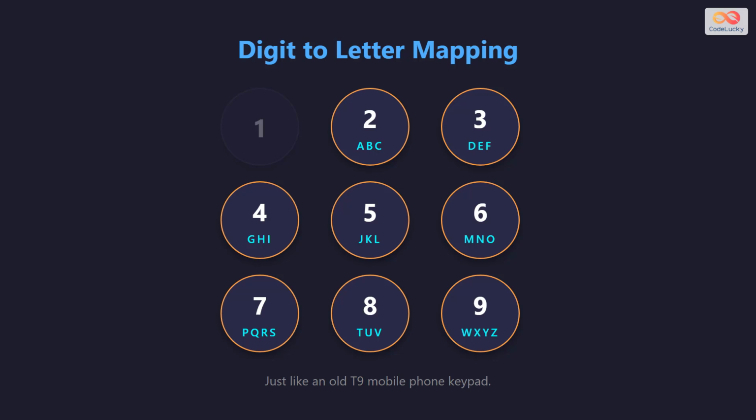To solve this, we first need to understand the mapping. Just like on an old telephone keypad, each digit maps to a specific set of letters. 2 maps to A, B, C, 3 maps to D, E, F, and so on, up to 9 which maps to W, X, Y, Z. 1 does not map to any letters.